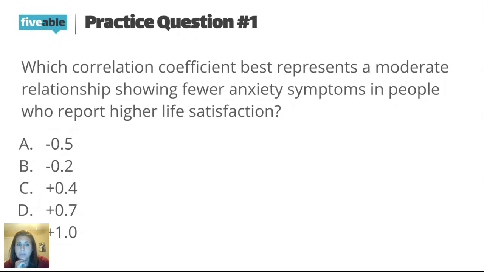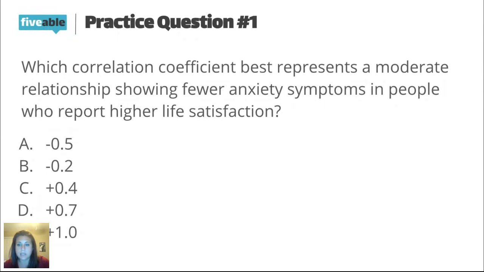And so we have to look at what the rest of the question says. Fewer anxiety symptoms. So that number is going down. Less anxiety, number going down. And people who report higher life satisfaction. So that number is going up. So we have one number going down and one number going up, which means that's a negative correlation or an inverse relationship. And so A is the answer that we can get to by process of elimination, because that's the one that has the negative in front of it.